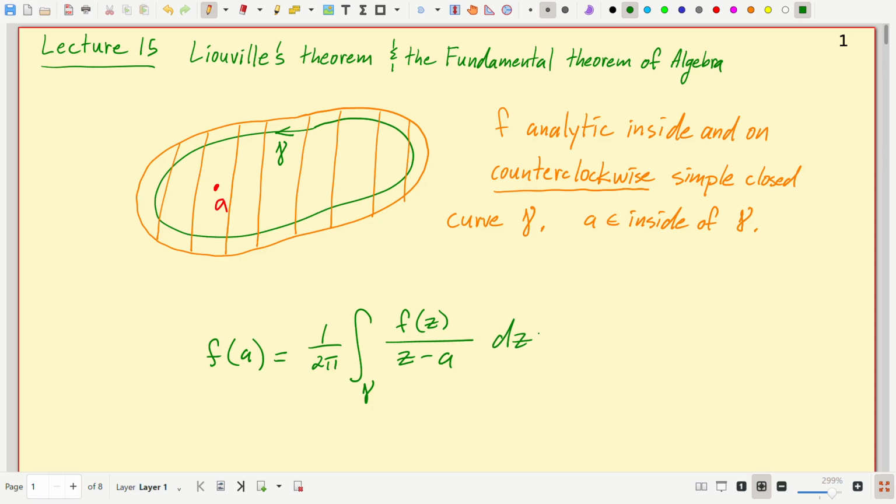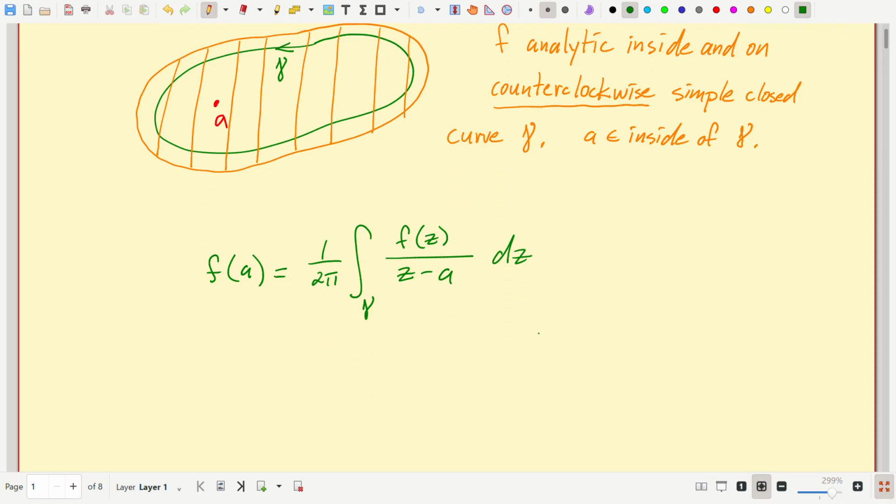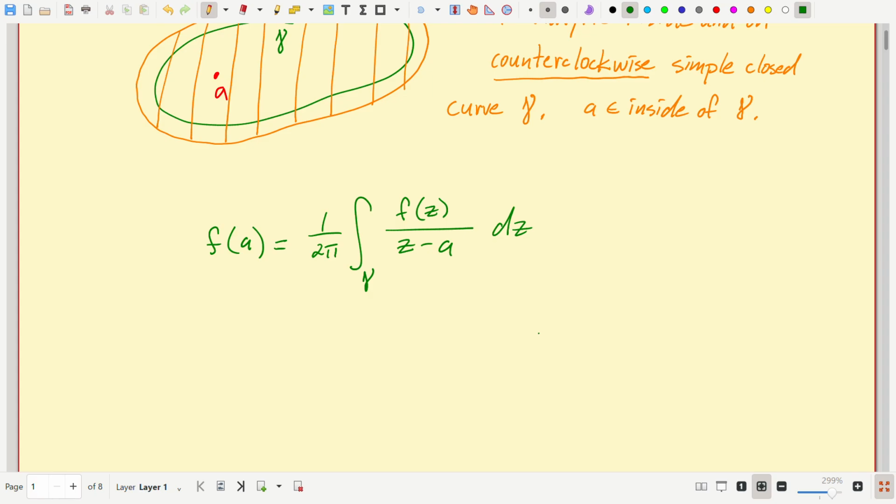And last time I did it very carefully on the disk, but I could have done it on any curve to show you that that thing on the right can be differentiated with respect to A under the integral sign. And when I did that, I did it once and got f prime of A. Oops. I can't believe I dropped the i there.